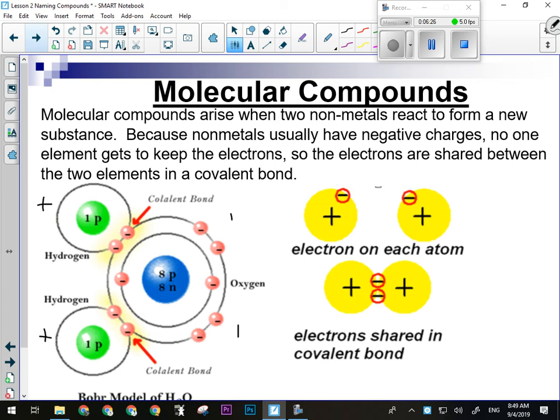Now since the electrons are being shared, there's not a balancing of charges. There's not going to be a drop and swap that's going to determine our formula or our name for these compounds. As a result, a molecular compound can be any number of atoms of any kind, and we have to indicate those numbers with prefixes. So molecular compounds are going to have prefixes in their names.